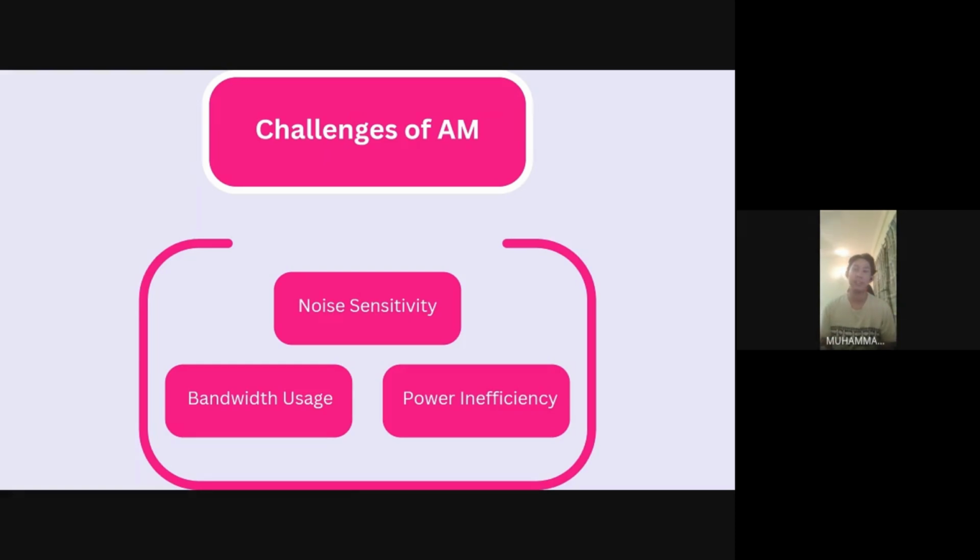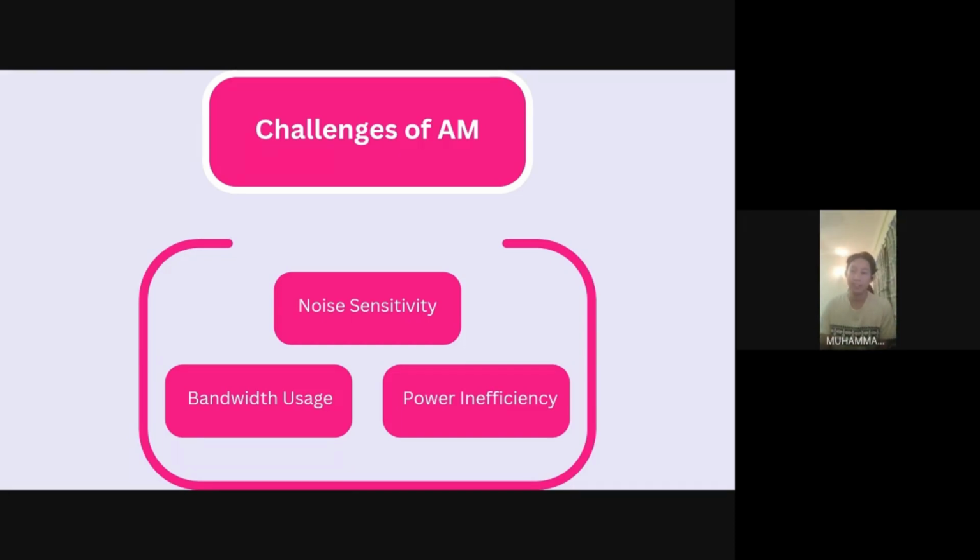And second is bandwidth usage. AM requires a bandwidth equal to twice the highest frequency in the modulating signal, the double sideband spectrum. This wider bandwidth can lead to inefficient use of spectrum and potential interference with adjacent channels. So it basically means that it needs double the frequency for a low amount of signal to be transmitted. So it's not efficient.